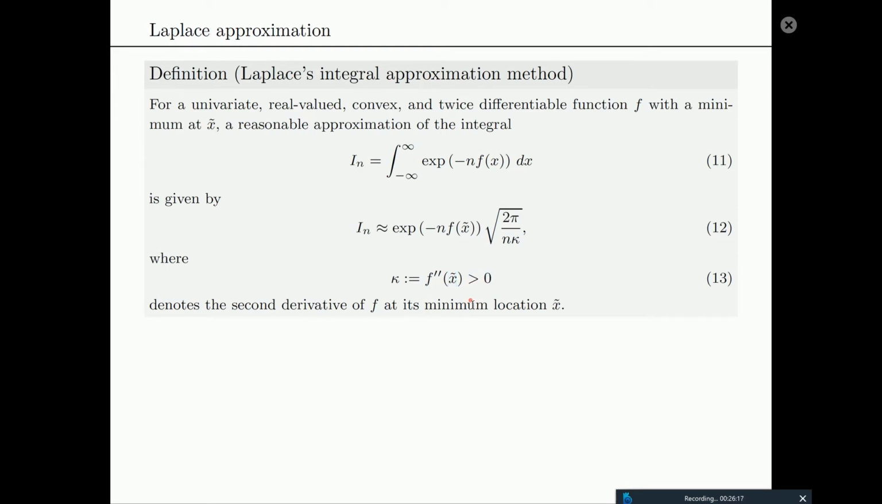So what this means is, if you want to evaluate an integral of this form, here you have a function of course, then you not necessarily have to compute the antiderivative and then solve this indefinite integral.